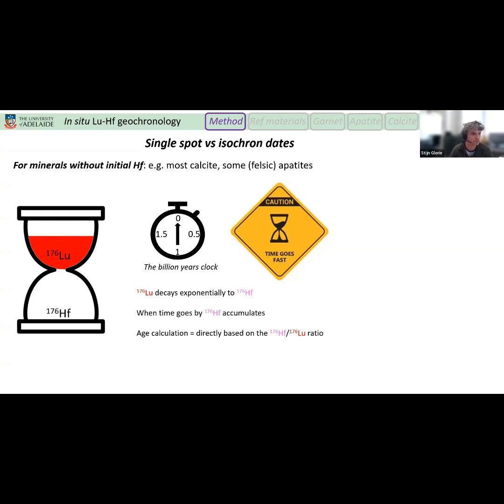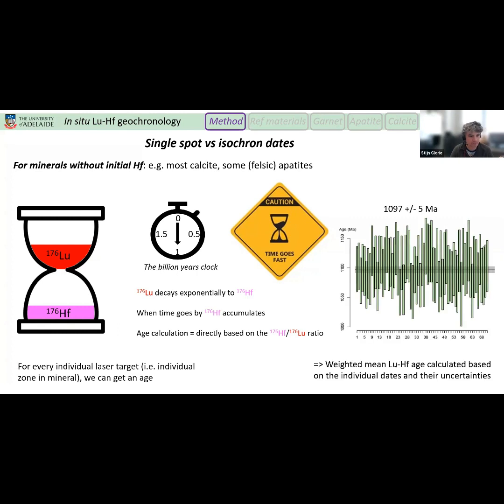So at the starting point, the minerals have just lutetium and no hafnium. That's almost like the ideal case, if you like. So in our hourglass here, we have a bunch of lutetium inside the lattice. There's no initial hafnium. And then the 1 billion years clock starts ticking. Some lutetium decays, becomes hafnium. And by analyzing the ratio between those two, we can get an age for every single ablation target. Because there's no initial hafnium here, we just measure that ratio, and from that ratio, we can get individual spot ages.